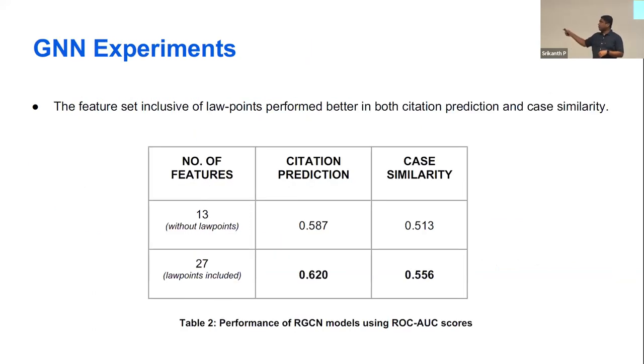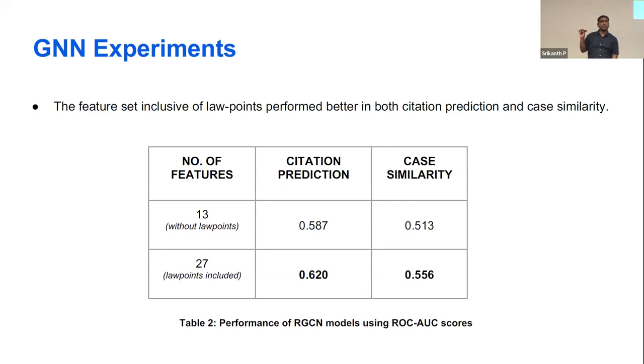But as I showed later on, using these law points as features helps with the case similarity prediction. It doesn't mean that the model has understood that these two cases are related on these law points. That's the kind of intuition or explanation that an expert has to give. But if we are simply feeding these law points as features, then the model is performing better on the case similarity task.